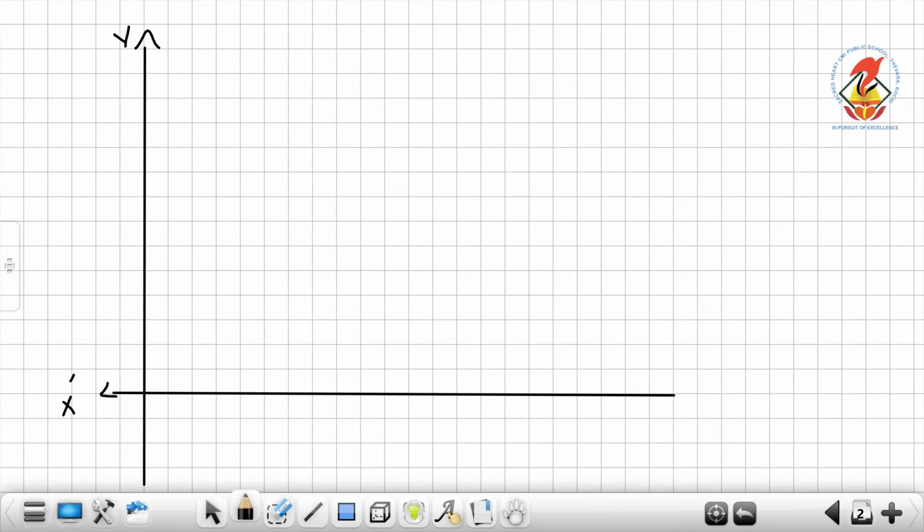X dash, Y dash, origin. 200, 400, 600, 800, 1000, 1200. It's enough. Here minus 200. 200, 400, 600, 800, 1200. Then 200, 400, 600, 800, 1000, 1200.